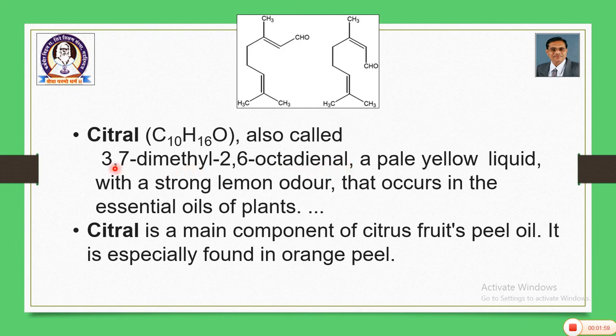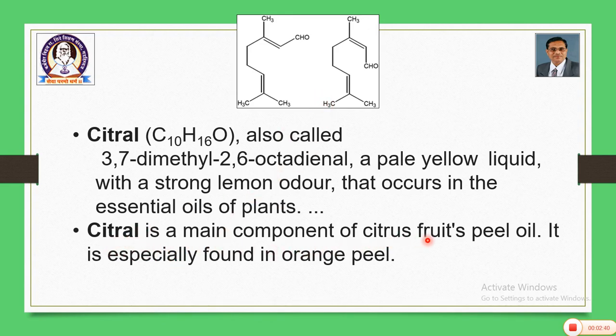It is an aldehyde. Then 3,7-dimethyl, where the CHO group is number 1, then 2, 3, 4, 5, 6, 7 and 8. So, this is substituted at 3 and 7: at the 3 position there is one methyl group, at the 7 position there is one methyl group, 3,7-dimethyl, and it is octadienal. So, 8 carbons are there, and at position number 2 and at position number 6 there are double bonds. The aliphatic chain is 8 carbon and it is an aldehyde. Okay. So, the name is there as per the IUPAC.